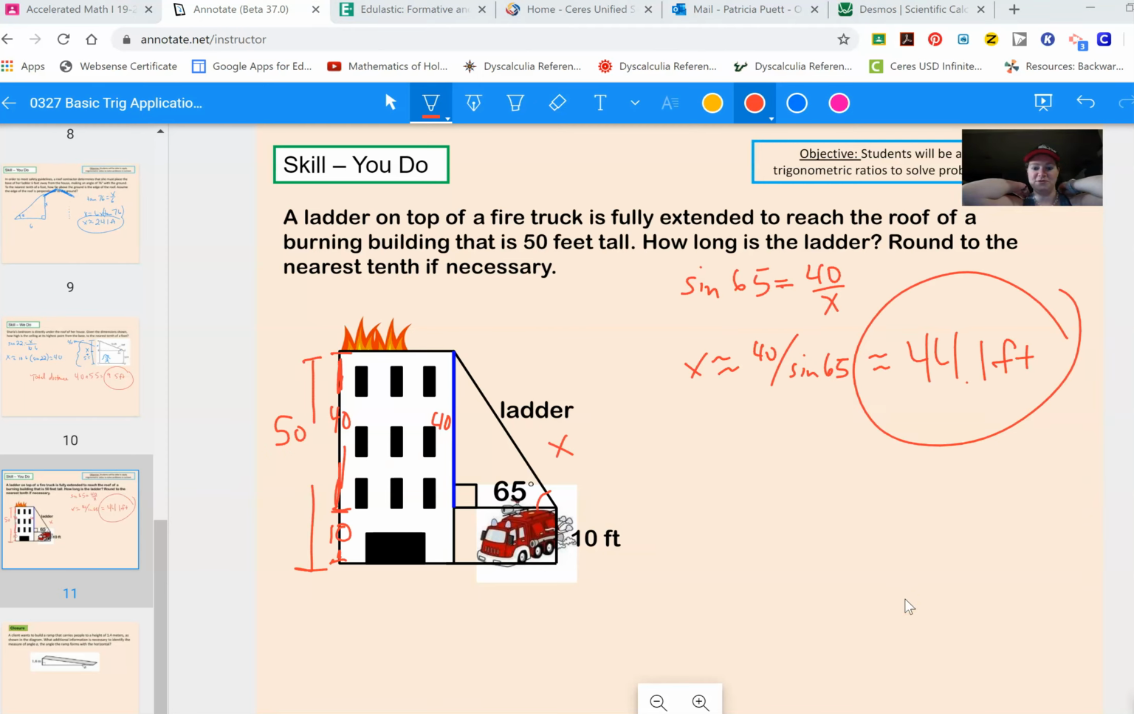So the ladder on top of a truck is fully extended to reach the roof of a burning building that is 50 feet tall. So the 50 is representing how tall the building is. So how long is the ladder? You're given that the fire truck is about 10 feet tall. So if the fire truck is about 10 feet tall, you have a 50-foot tall building, the difference is going to be 40. So that's why I got the 40 right here, and hopefully you did as well. So keeping that in mind, this is going to be sine. So the sine of 65 is equal to 40 over x, and after it's all said and done, you're going to get about 44.1. So how long is the ladder? The ladder is about 44.1 feet.